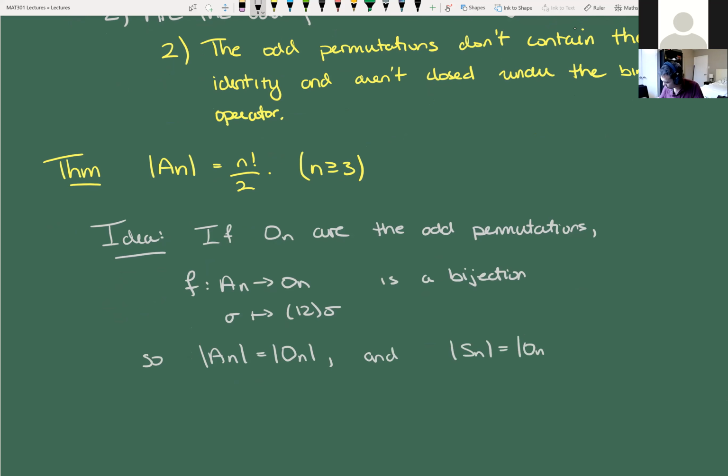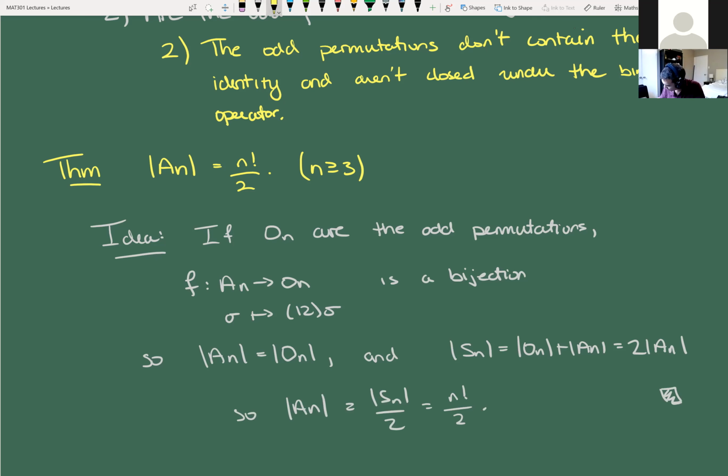Sn is On plus An, which is 2an. So An is Sn divided by 2, which is n factorial divided by 2, like that. All right, that's basically the proof.